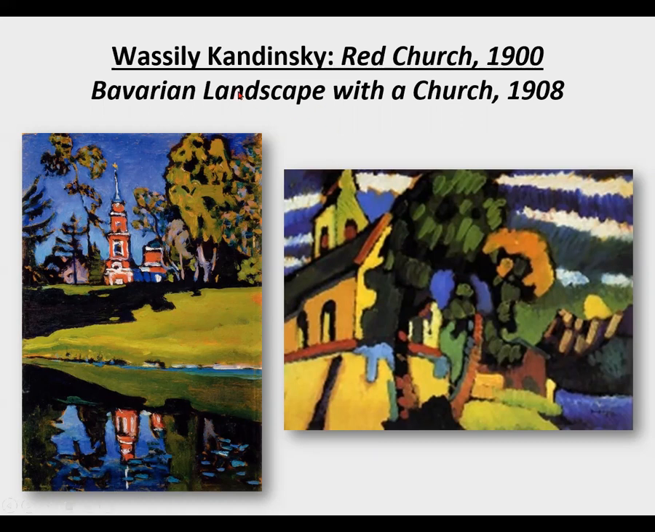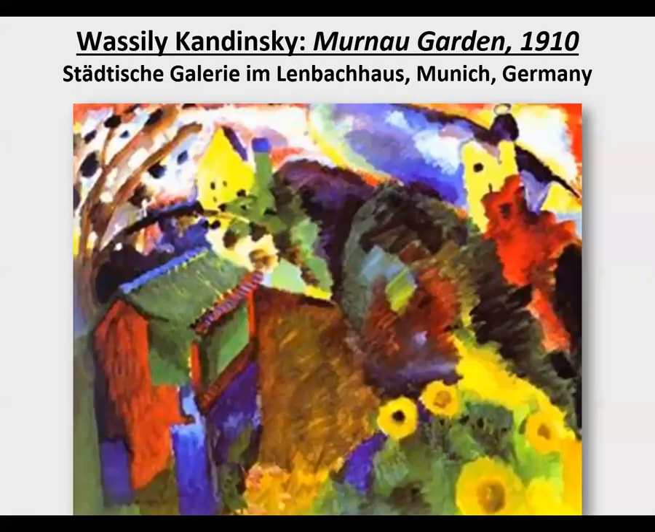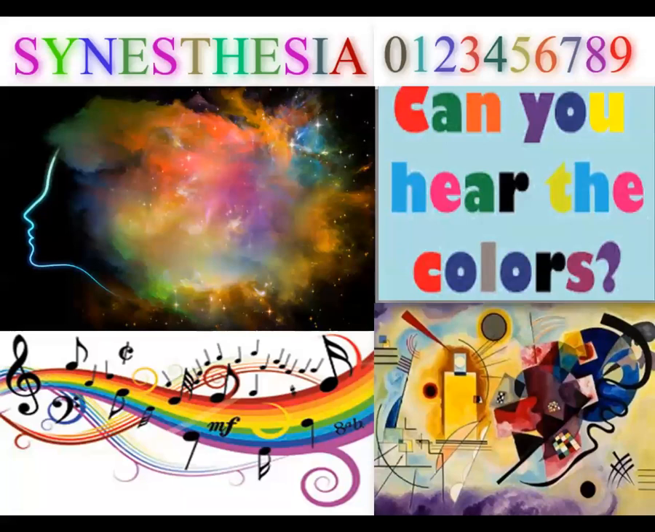What you can see is happening with Kandinsky, realistic painting, it becomes more and more abstracted as he starts to speak with color, more so than realistic representations. Now, one of the things that he had going for him, lucky guy, if you want to be an abstract artist, is he had a condition known as synesthesia. So that when he listened to music, he saw color.